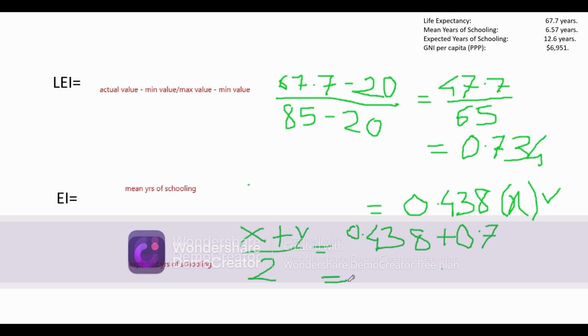Now how much are we getting? This will be divided by 2 and the value will be 0.569. So this is the education index value. So next we have to estimate again for the GNI index.